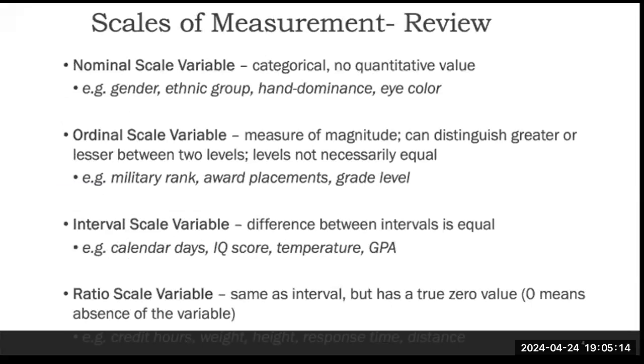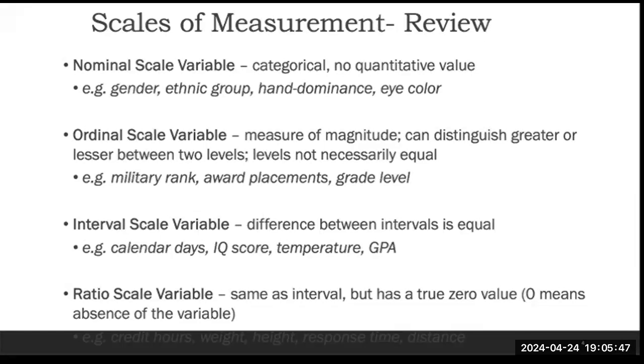remember scales of measurement. That's so important because it has everything to do with the kind of analysis we're going to do on the data. So nominal scale variables, remember, are categorical. They're considered qualitative. These have absolutely no quantitative value. They are just different. For example, gender identification, ethnic group, your hand dominance, eye color, favorite color, all those things are just categories that are different from each other, but have no numerical value whatsoever.